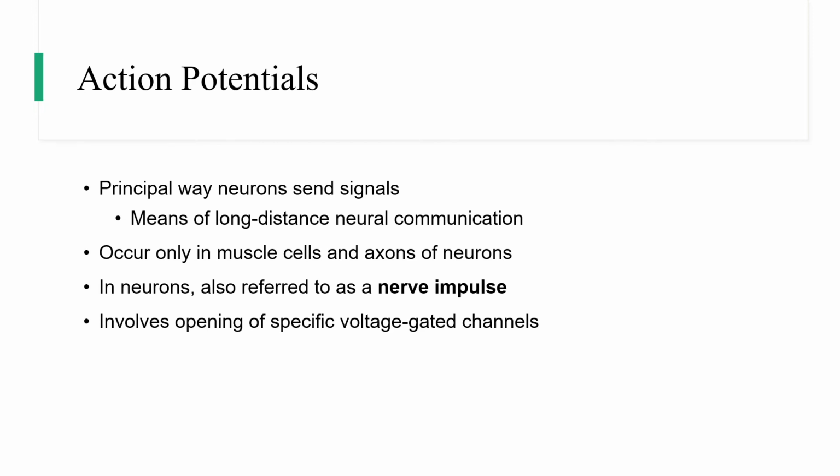And when action potentials are going to be sent, they're going to involve the opening of voltage-gated channels, because the main thing that's going to happen during an action potential is we're going to go from a polarized membrane to a depolarized membrane, and that's going to change a difference in the charge, the voltage, and you're going to have a bunch of voltage-gated channels open, causing different ions to move in and out of the membrane.